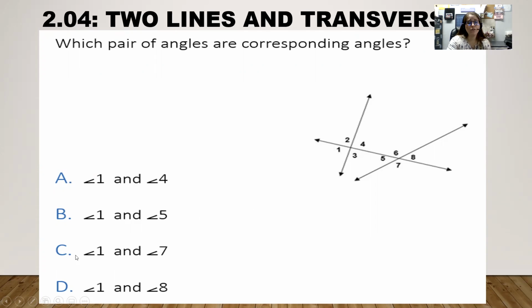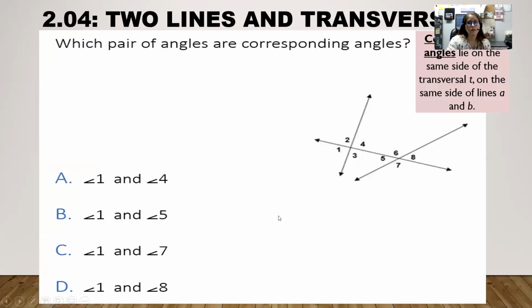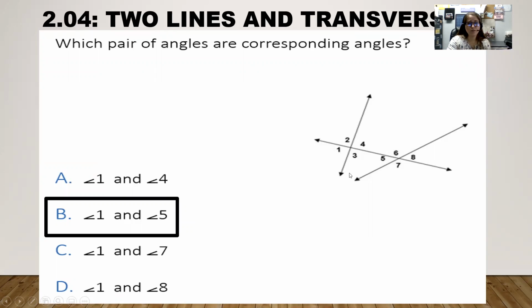If we continued though, if we looked at answer choice C, angle 1 and angle 7, they're both on the same side of the transversal, but angle 1 is to the left of this line, and angle 7 is to the right of this line, so that wouldn't work. They need to be on the same side. And then answer choice D says angle 1 and angle 8, but one's on the bottom of the transversal, one's on the top. So these are actually alternate angles, alternate exterior angles, okay?